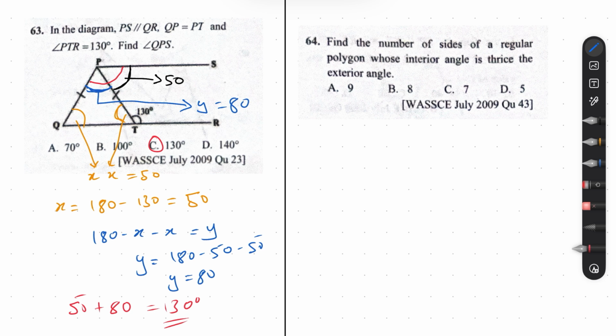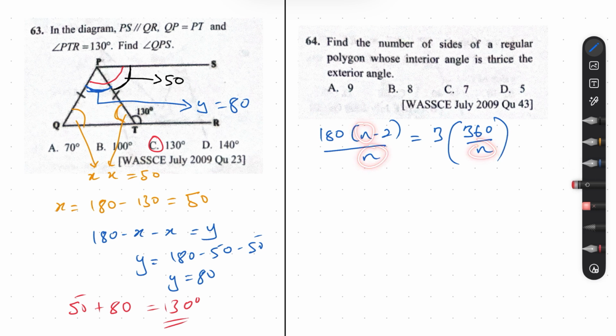All right, let's move on to question number 64. The question says, find the number of sides of a regular polygon whose interior angle is thrice the exterior angle. What is the formula for interior angle? 180 times n minus 2, all over n. And we are told it is 3 times the exterior angle. What is the formula? 360 over n. So what we need to find is this n value. Now we can easily cancel this n out.